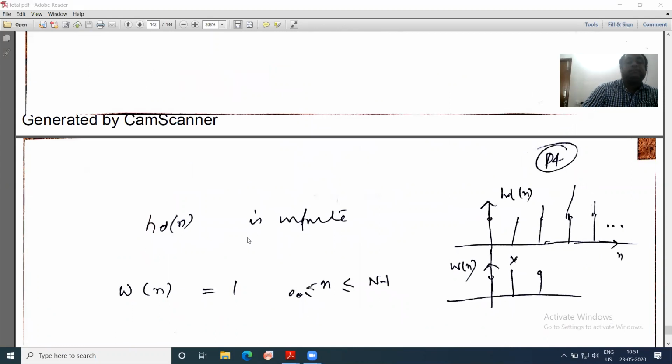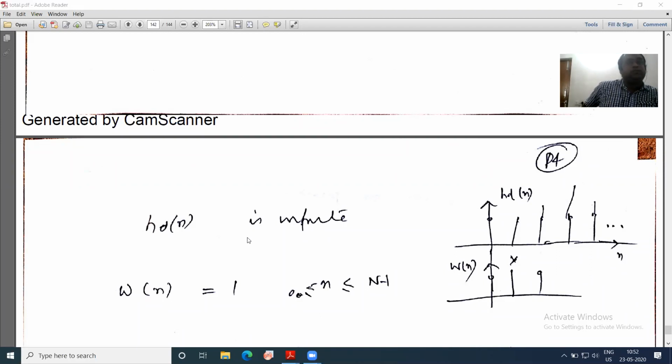This part, what I have said is that if I have Hd of omega, then if I take the inverse, Hd of omega is a continuous function of omega, and it is periodic with period 2 pi. Okay. Now if I find Hd of n, then for any value of n we will get a certain value of Hd of n. For n equal to 0, 1, 2, 3, -1, -2, whatever value, for every value you will have a certain value of Hd of n. Now, with respect to this, Hd of n is infinite, because if I have a non-zero value of Hd of n for all values of n, the nature of Hd of n is infinite.